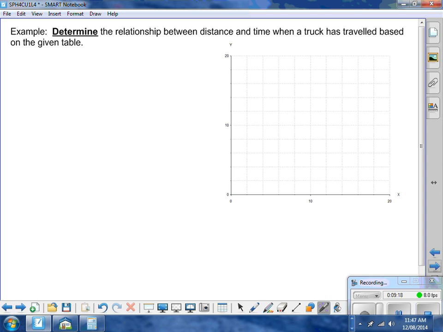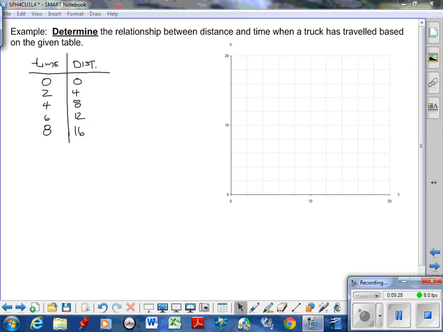So determine the relationship between distance and time when a truck has traveled, based on the given table, which isn't there. Oh, and voila, there is the table magically appearing. If you want to pause that to write that down, I'm just going to move on. This is basically a stopwatch. We take the time at time 0, I say go, you drive by with the truck, and I've recorded your distances here.